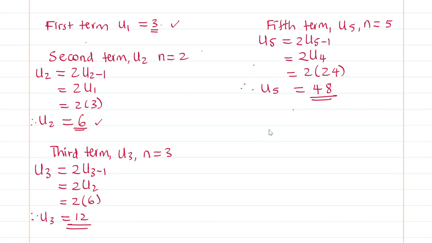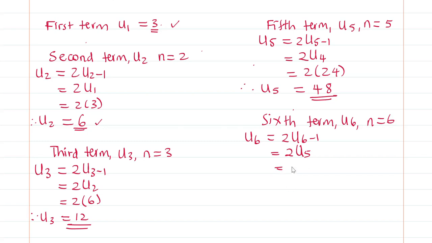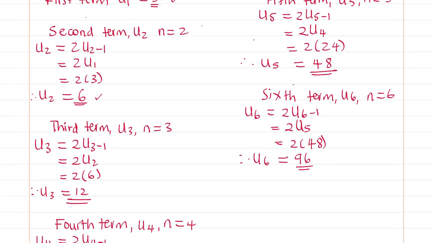Then we go to the sixth term. That is u6, for which n is 6. The same criteria. We shall have u6 equals 2 u6 minus 1. That is the same as 2 of u5, right? And our u5 was 48, so we shall have 2 times 48. Then you press the calculator. 2 times 48 is 96. So our sixth term u6 is 96.